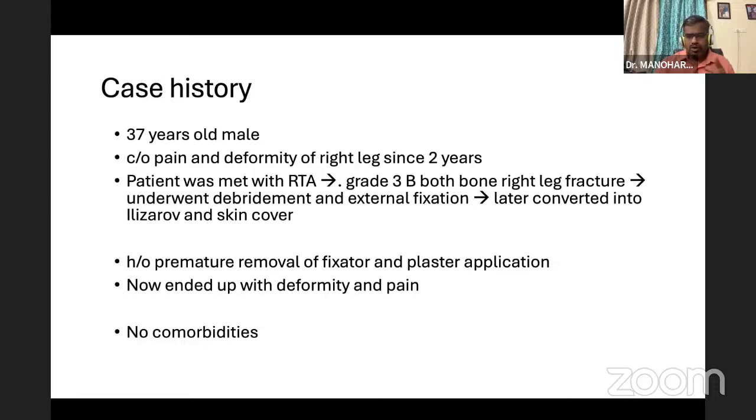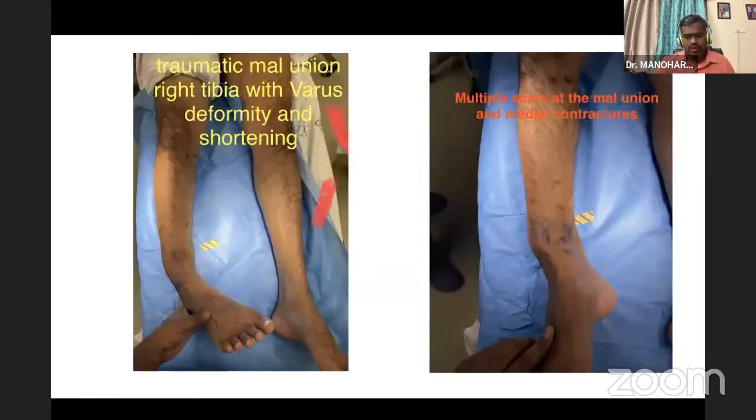Then the patient was not tolerating the frame, so they removed the frame prematurely and a plaster was applied. But the patient was not listening to the surgeon's advice and was walking with full weight bearing, so he ended up with deformities. So this is the clinical picture: a gross varus deformity with shortening of 3 centimeters, with multiple puckered scars around the apex of the deformity.